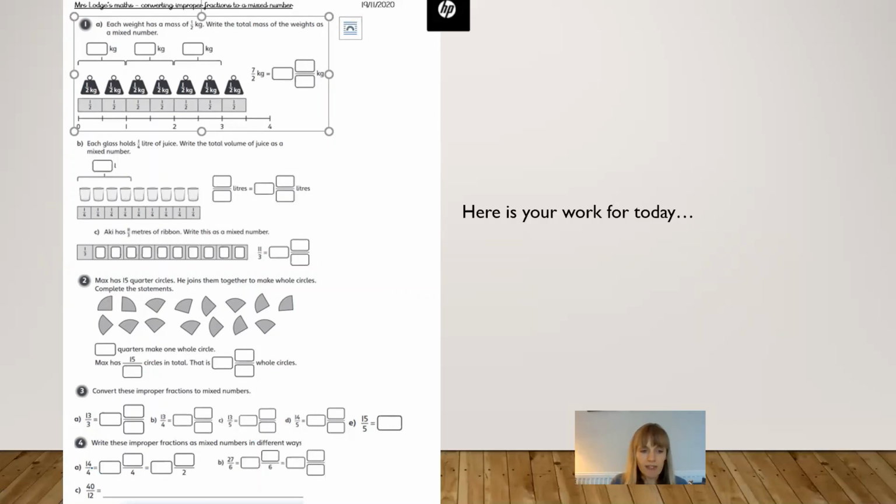So what has happened here, if we look down at question number 4, at this part A, 14/4, you've got to find your mixed number. And then look, it's done something here where it's changed from quarters into halves. They've actually simplified their mixed number, which you can do like you did with simplifying yesterday.